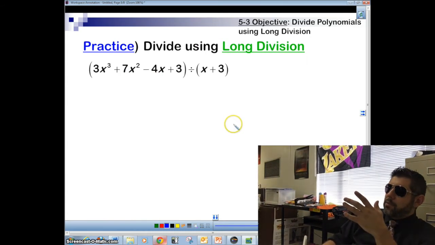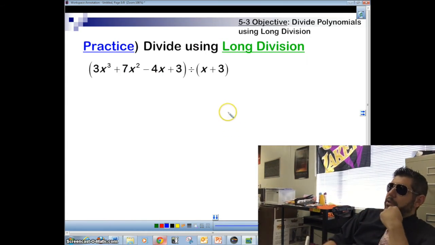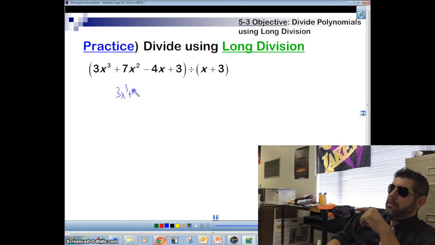Why don't you practice this one, and then I'll show you how to do it. All right, so let's take a look. 3x cubed plus 7x squared. Uh-oh, we need a filler. No, we don't. What are you talking about, Willis? Don't need a filler. We need a 4x. That's my eraser sound effect. Okay. Little did you know, I have sound effects in my video.